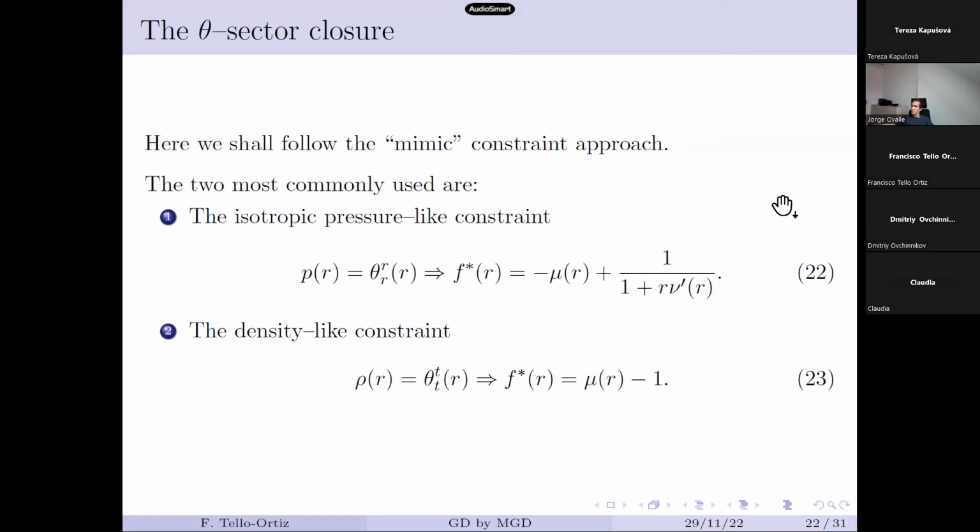And a second mimic constraint, for example, is the density mimic constraint. When the seed density is equal to the temporal component of the theta sector. In this case, you are solving a first order differential equation in f. The solution is given by 23, okay? But here you have two mimic constraints, then you have, for example, two solutions, two different models.